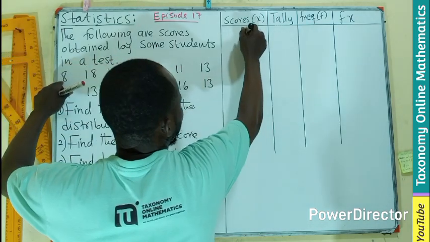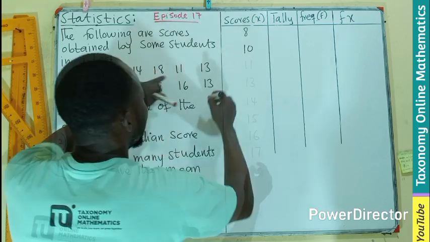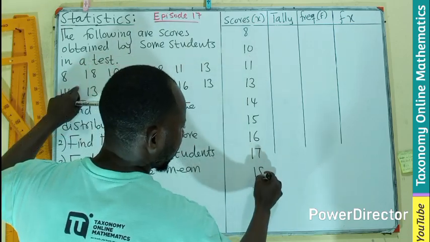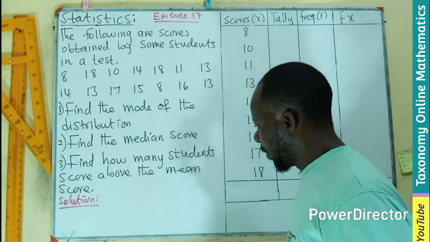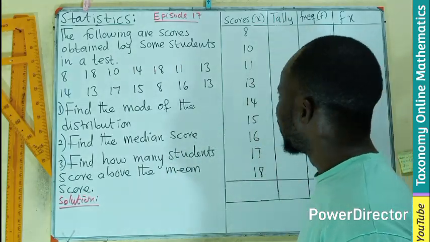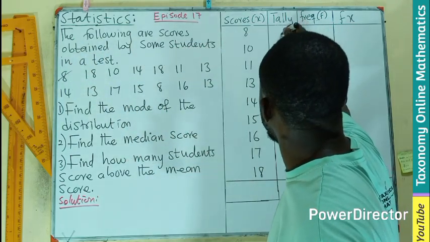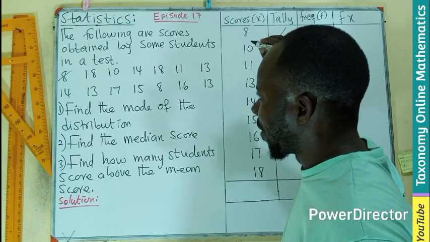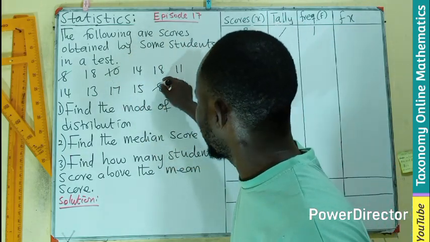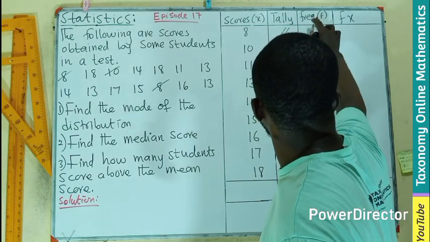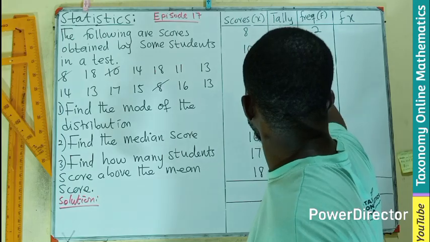I think we have 8, 10, and 18. Okay, so these are the entries that we have. So we need to find out how many 8s we are having. We have only one 8. Tally is a stroke. Then we have frequency, one appearance. Then we come to 10. 10 appears only once. I think 8 appears twice. So this becomes 2. 10 appears only once.